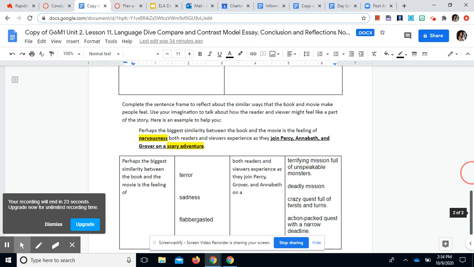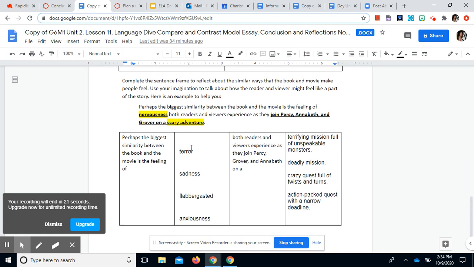The last part here is where you need to focus your time and effort, because once you put this together, you have the final sentence of your conclusion. So: Perhaps the biggest similarity between the book and movie is the feeling of (fill in your feeling here) both readers and viewers experience as they join Percy, Grover, and Annabeth on (describe the journey or adventure here).